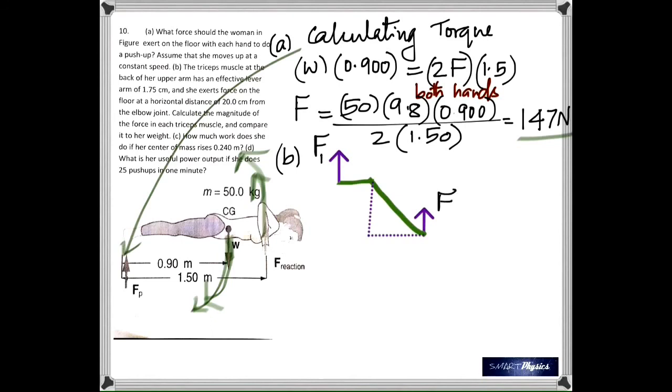In the B part, look at this diagram carefully. You can see the force in a triceps. The force in a triceps is FT, and that is just 1.75 centimeters. That's very close to the elbow joint, you know. That's a tiny distance there from an elbow joint. And the upward force on our hands, which we have already calculated, is F, 147 newtons, which is acting 20 centimeters from the elbow joint, as given in the problem.